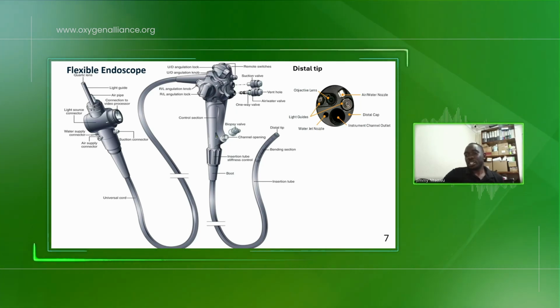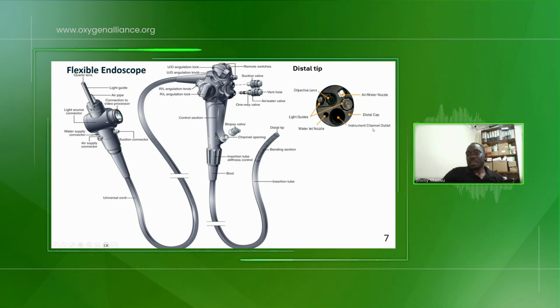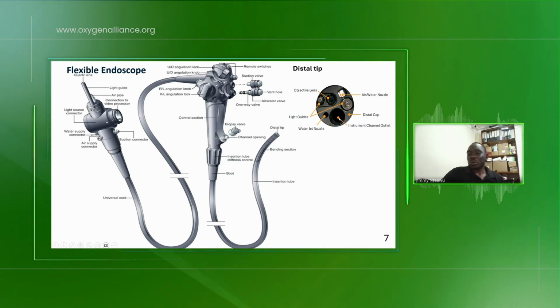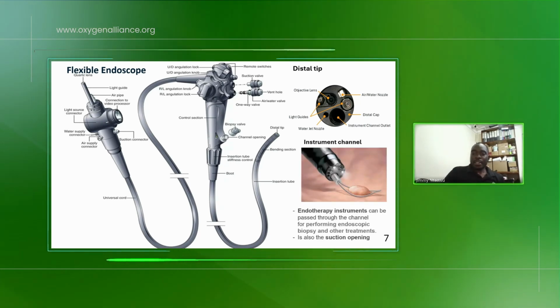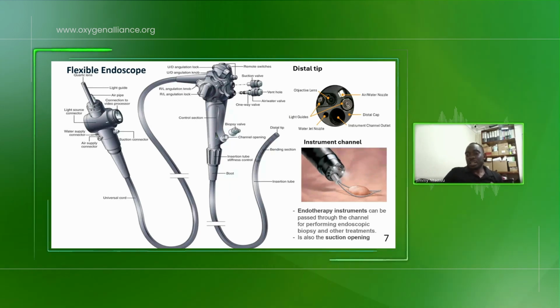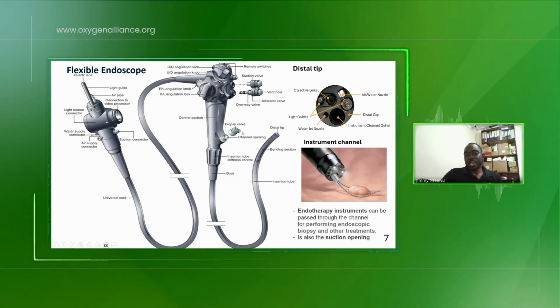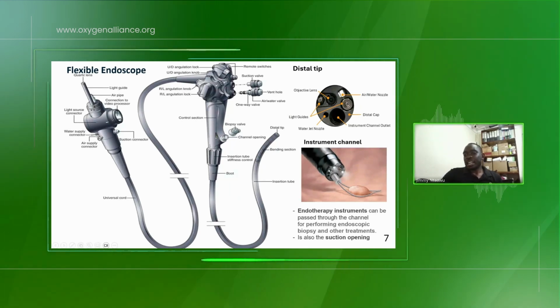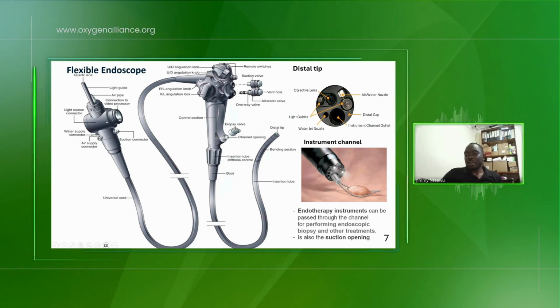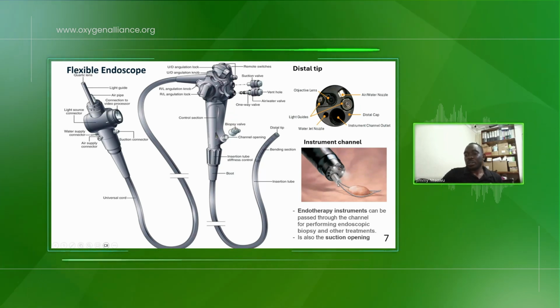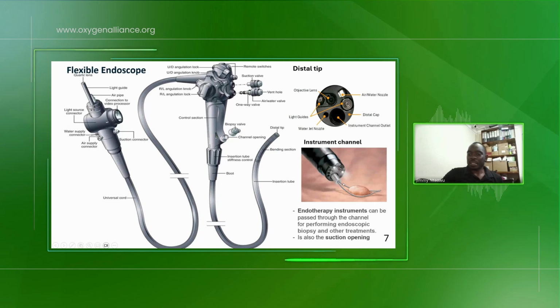Then we have the instrument channel, which is the same as the suction channel also. We are going to see why. So the instrument channel, this is how it works. When the instruments pass through here, through the biopsy valve, they come out in this way, so that inside, for example, if we have a polyp and we use this snare, it's an example of an instrument.